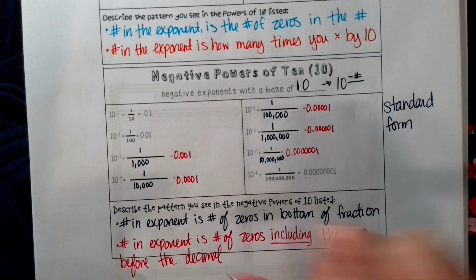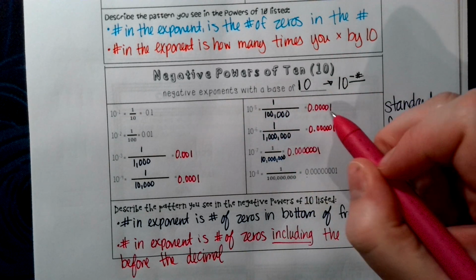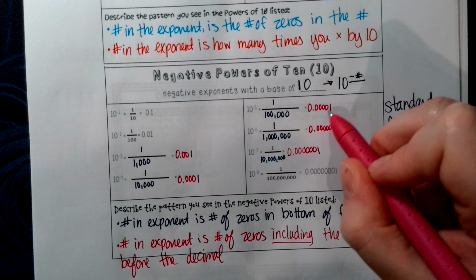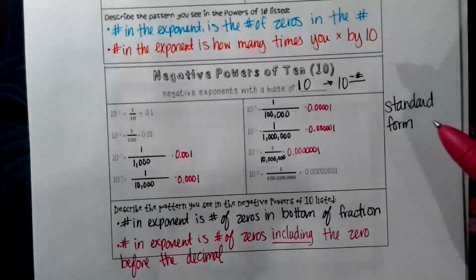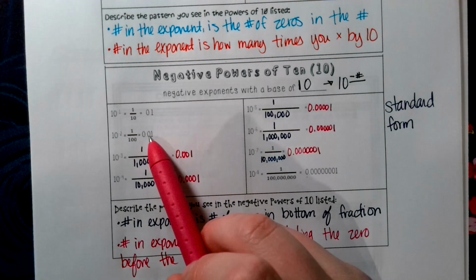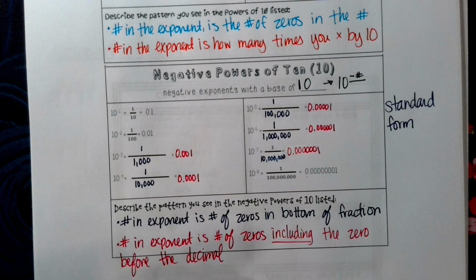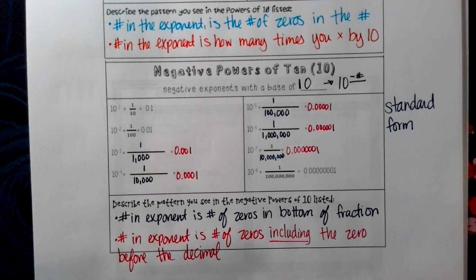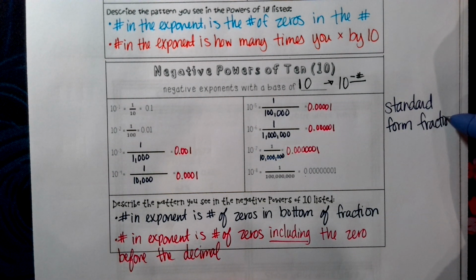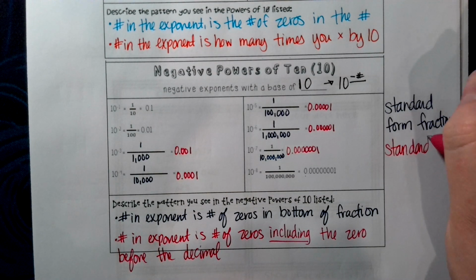So for example, if we look at this 10 to the negative 5, there's 5 zeros, 1 is before the decimal, and then there's 4 after, so 5 zeros total. 10 to the negative 2, there's a 0 before the decimal for 1, and then another one after it. So there's still 2 zeros, it's just one of them is before the decimal point. So it's still pretty much the same. So that's standard form fraction. In pink, we have standard form for the decimal.